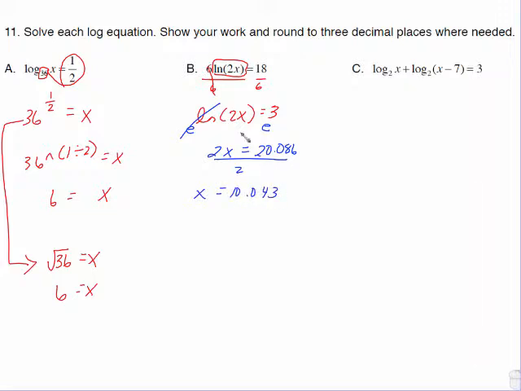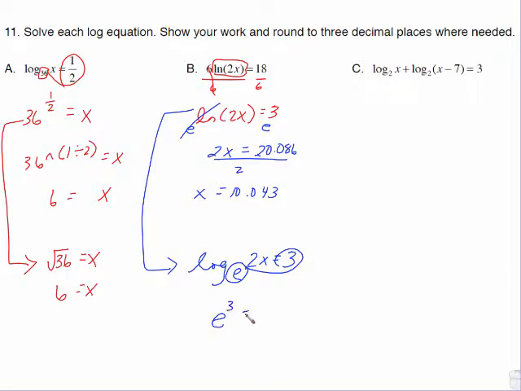10.043. Another way to do this is if you've got log base e of 2x equals 3. Remember, ln means log base e. So change this to the exponential form like we did over here. This gives us e to the third equals 2x, which is the same thing I had right here. E to the third equals the 2x.